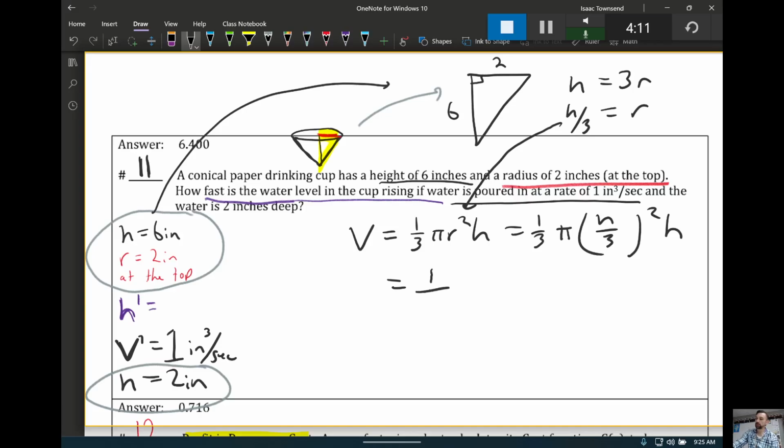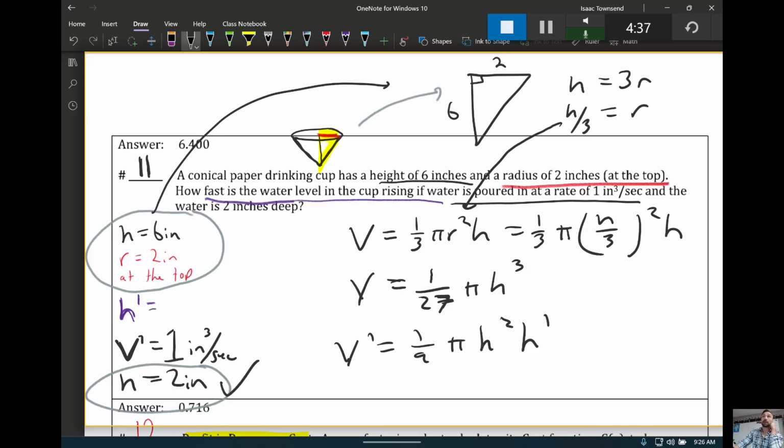So this would be 1/27th pi, and we'd have h cubed. And this is still before the derivative. But this is significantly better, realizing this relationship between r and h. Again, you really only need to do this for cone questions. Because now when I take the derivative, I'm going to need to know h. Not a problem, I got it. I need to know v prime. Not a problem, got it. And that's going to leave behind h prime, which is what we've been trying to find the whole time.